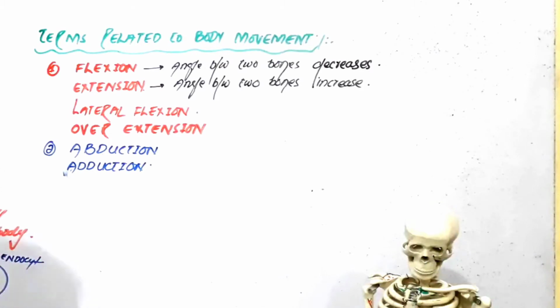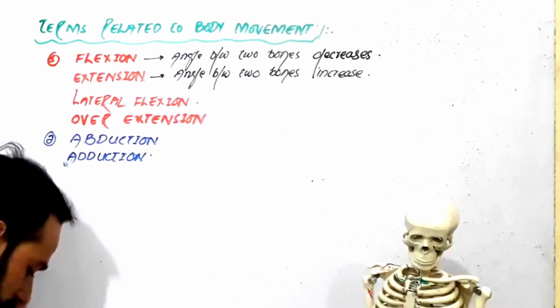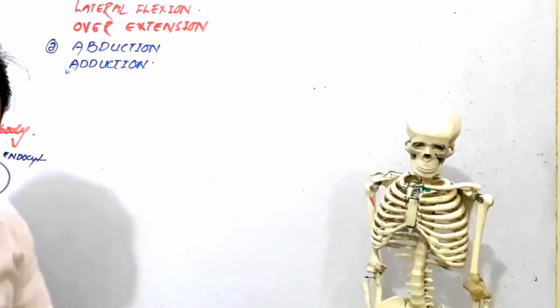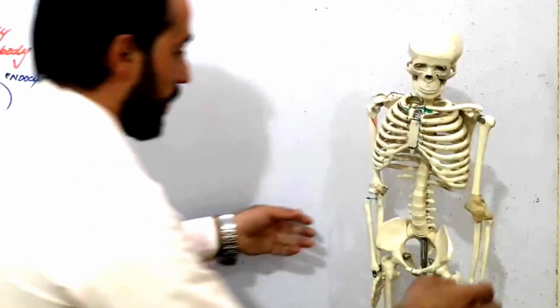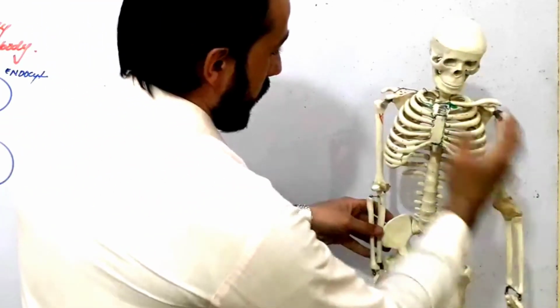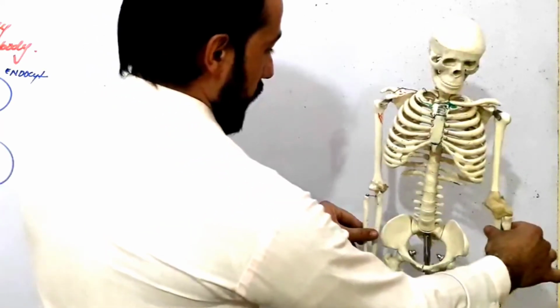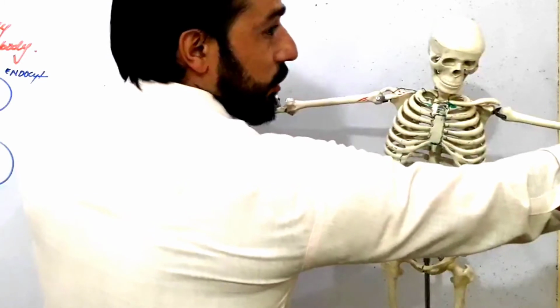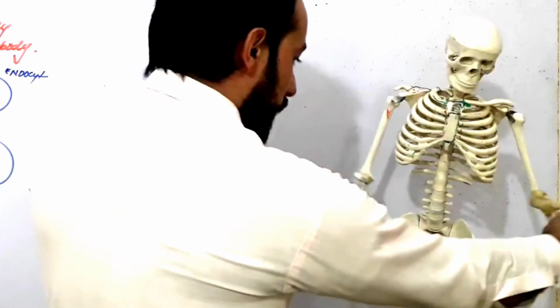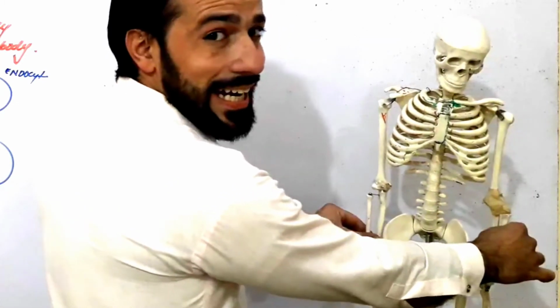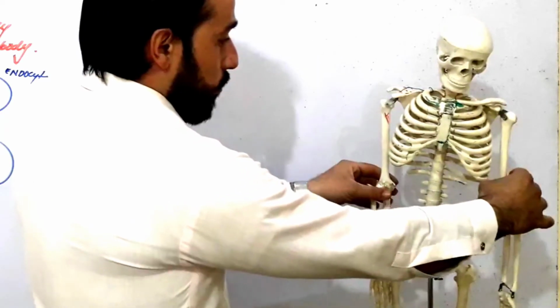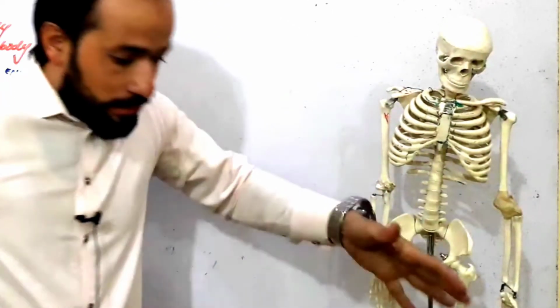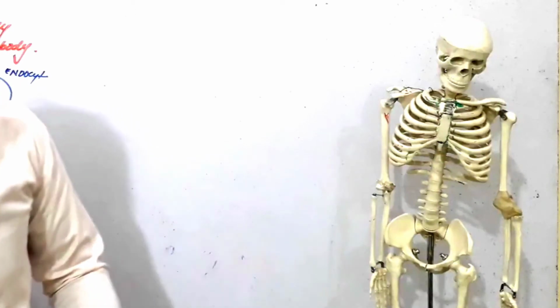Look carefully, friends. As here is our friend. Okay, he is standing and we are not taking the help of him. Look, he is standing and this is his midline. So when his hands are going away from midline, this is called abduction, and when the hands are coming back towards the midline, this is called adduction, right? So the movement away from midline, this is called abduction.